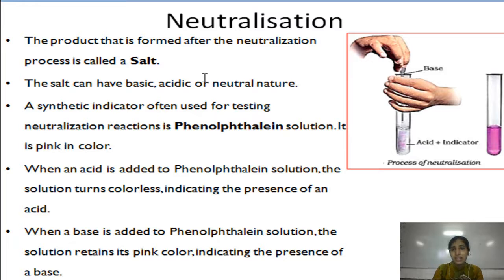The product that is formed after the neutralization process is called salt. The salt can have either acidic, basic or neutral nature. A synthetic indicator often used for testing the neutralization process is phenolphthalein solution. It is pink in color. When an acid is added to a phenolphthalein solution, the solution turns colorless, indicating the presence of acid. When a base is added to the phenolphthalein solution, the solution remains pink in color, indicating the presence of base.